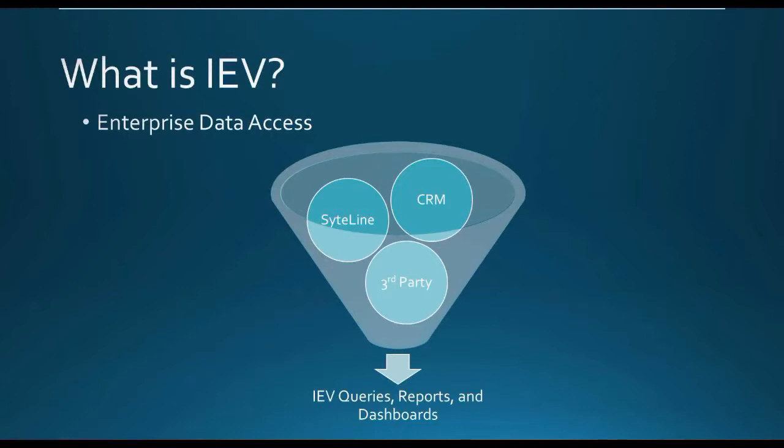So what is IEV? It's Enterprise Data Access, like I mentioned. What that basically means is that we want to take data from all different parts of the enterprise or your company and be able to put them into one product that we can use to make queries, reports, and dashboards, whether it's coming directly from Sightline or if it's a third-party database or even a flat file data store. We can bring that seamlessly into IEV. Maybe it's a third-party CRM application or something like that. Anything that's loosely coupled can be brought into IEV, and you can make reports and dashboards with it.